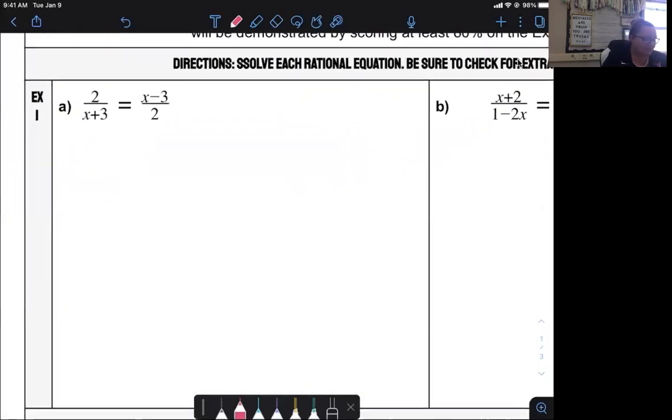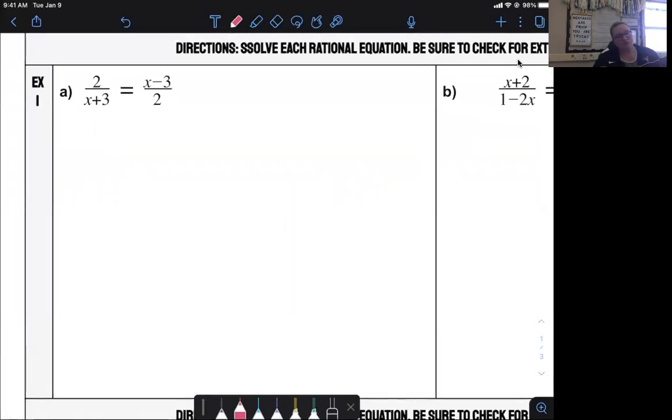So in part A, we're going to solve this rational equation. And of course, we have to check for extraneous solutions as needed. So step 1 is to factor everything and find the LCD. This problem is already factored for us, thankfully. We don't need to do any more factoring. We just need to identify our least common denominator, and it needs to include the factors from all the denominators. So it needs to include x plus 3, and it needs to include 2. So 2 times x plus 3 is our LCD for this problem.